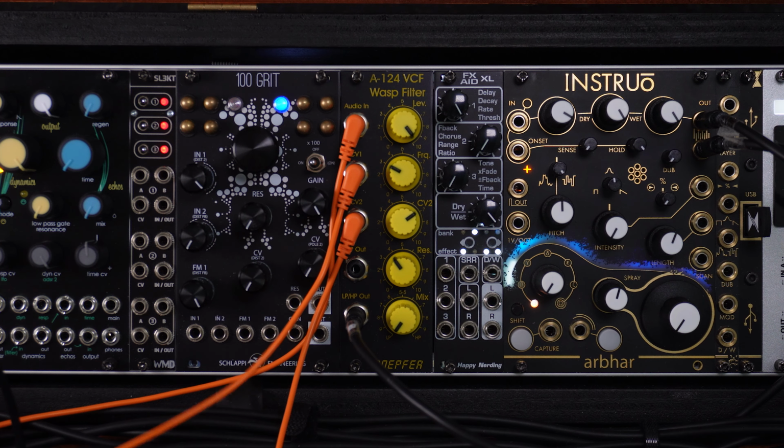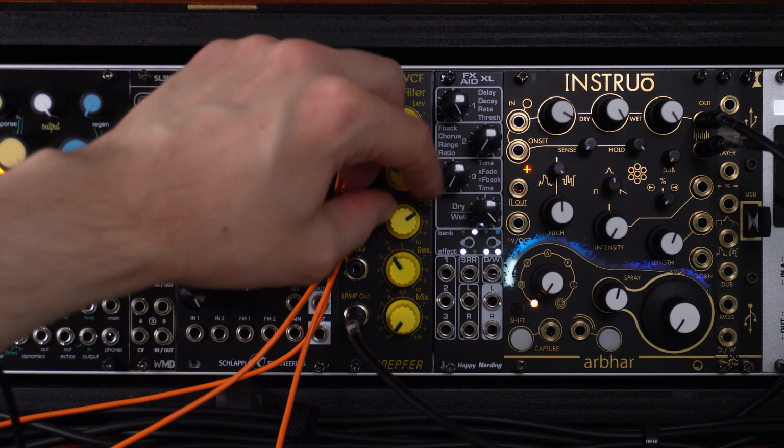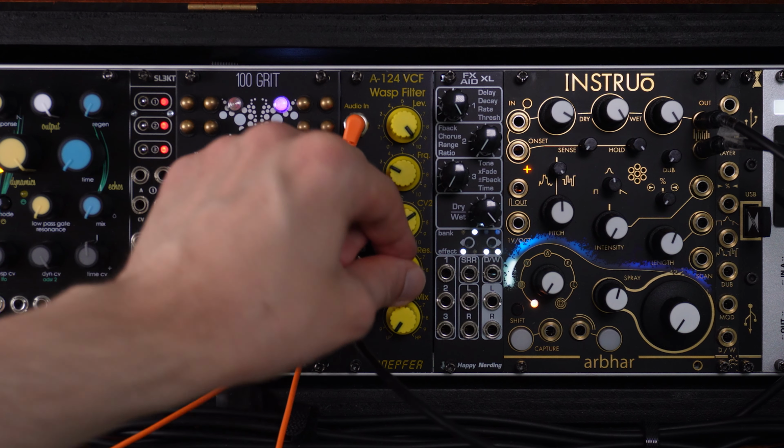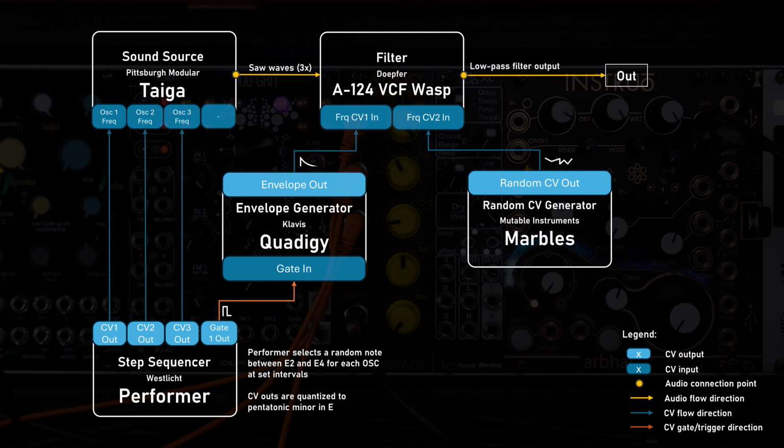The Wasp filter will always have an aggressive character, but in this patch I wanted to show you that the filter can also play nice when paired with a reverb. To keep things melodic, I am sending 3 saw waves to the Wasp filter. The frequency for each saw wave is chosen randomly, but they're all quantized to the same pentatonic minor scale.